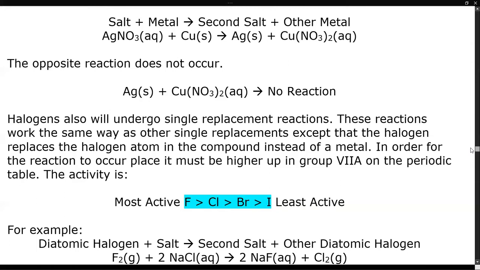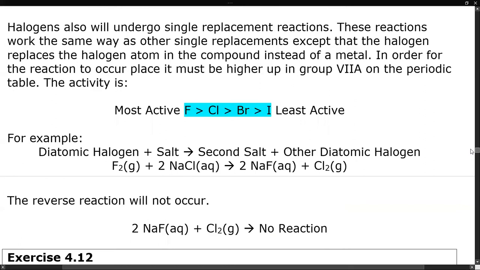And for example, diatomic halogen plus a salt goes to a second salt and another diatomic halogen. So I take fluorine and put it in a solution with sodium chloride, I'll get sodium fluoride and chlorine gas. We wouldn't really do that in lab because both those gases are pretty toxic. Usually, if you see a lab reaction with this, it's with bromine and iodine. But if I reverse that and say sodium fluoride aqueous and a bubble of some chlorine gas, I'm going to get a big fat no reaction.